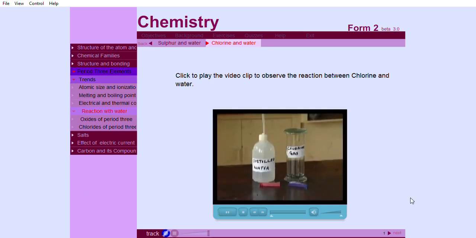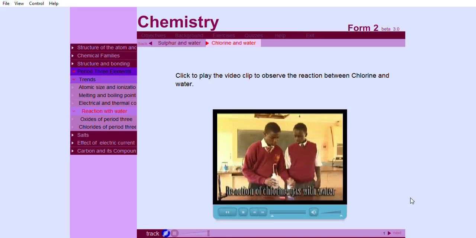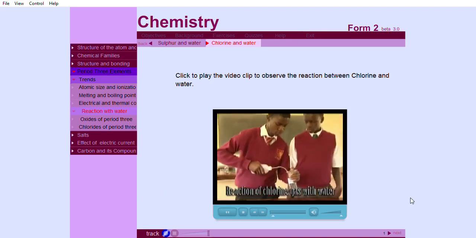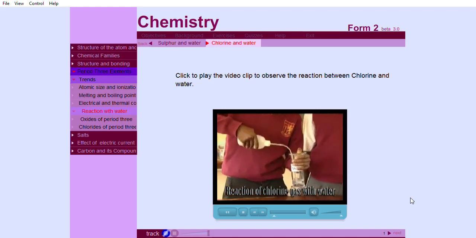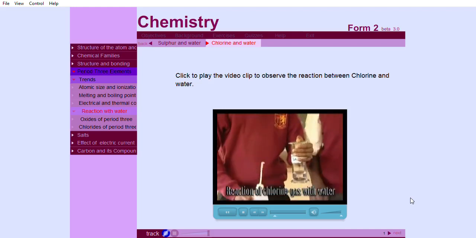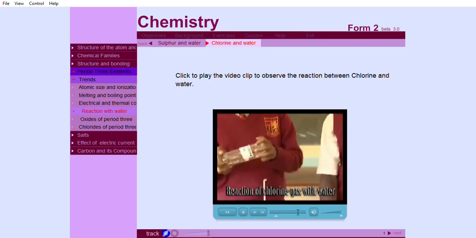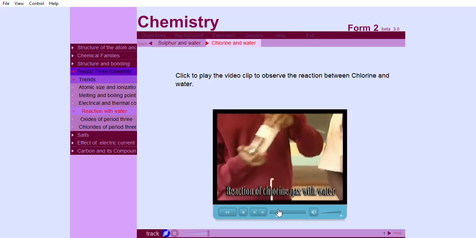Chlorine reacts with water as shown in the following videos. Procedure. To a gas jar of chlorine, add 5 milliliters of water. Replace the gas jar cover and shake.